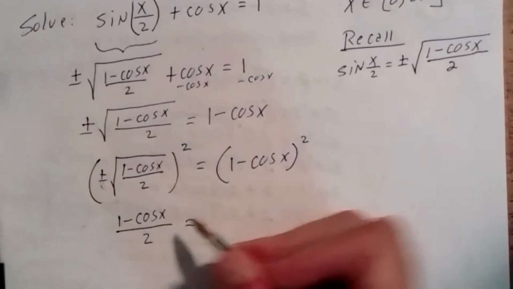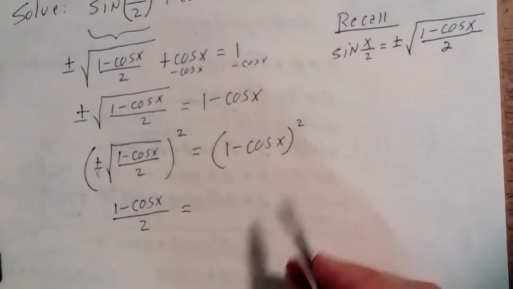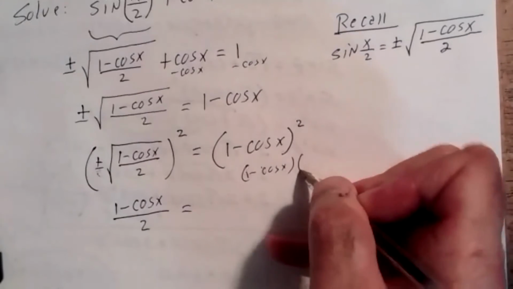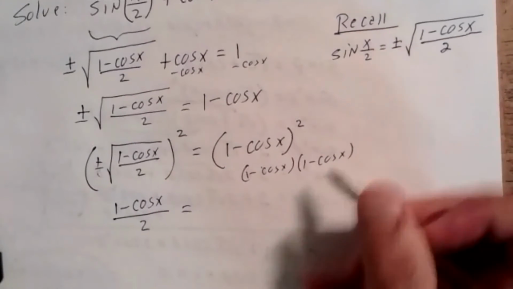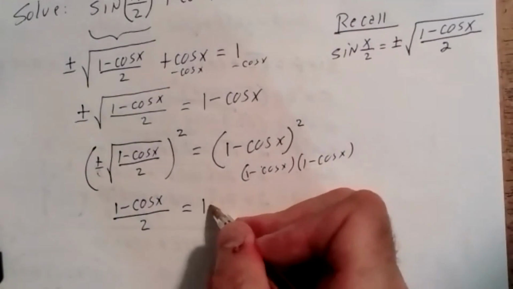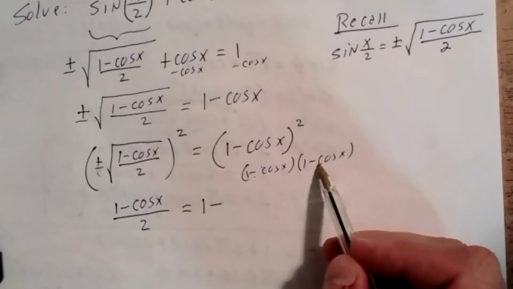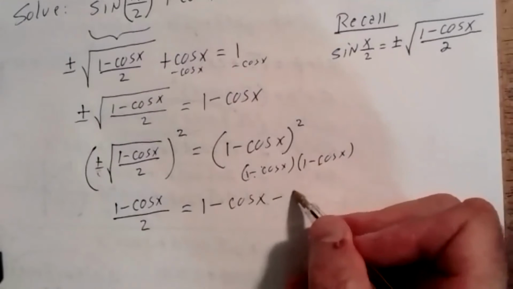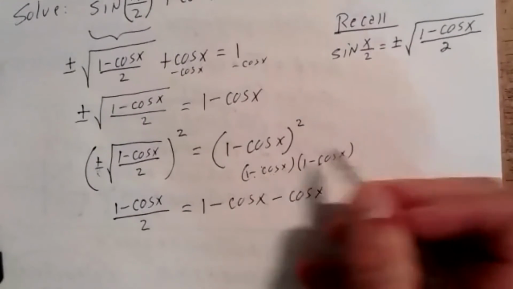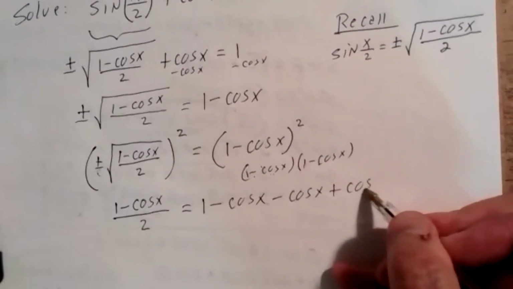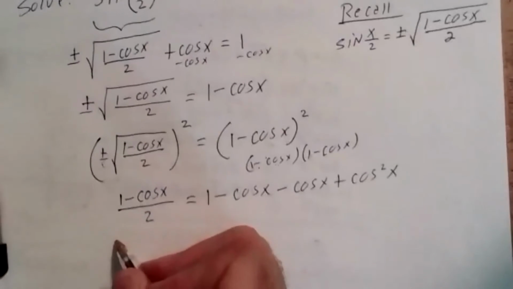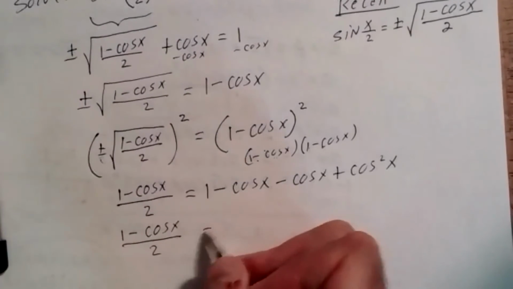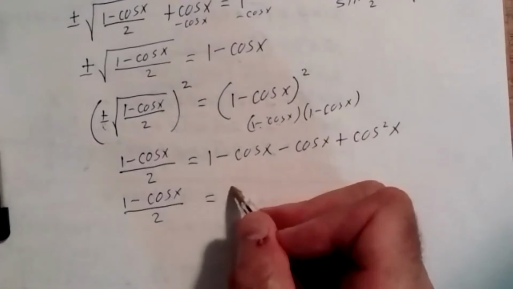Radical is gone. On the right side, we're going to have to FOIL this out. So this is going to be like 1 minus your cosine x times itself. 1 times 1 is 1. 1 times negative cosine x is negative cosine x. Negative cosine x times 1 is another minus cosine x. Negative cosine x times negative cosine x is plus cosine squared x. Cleaning up the right side by combining like terms.